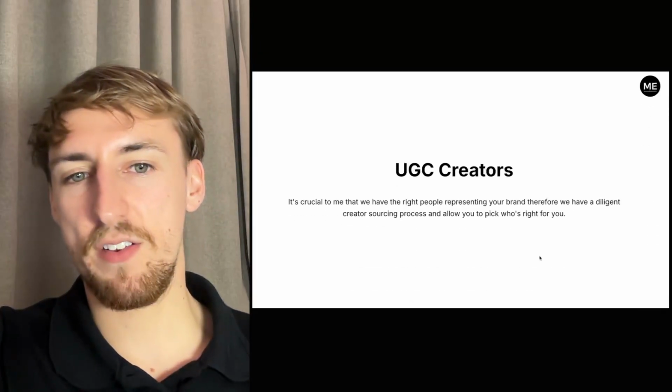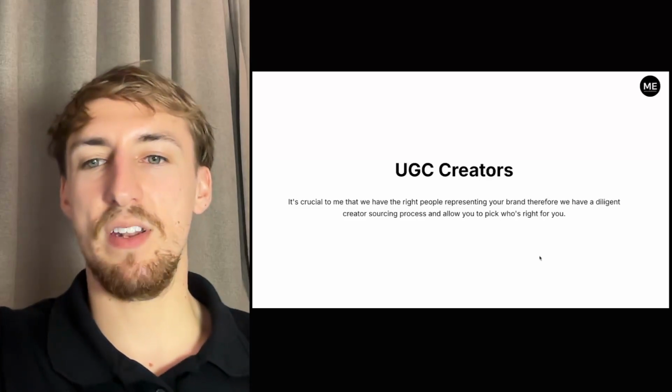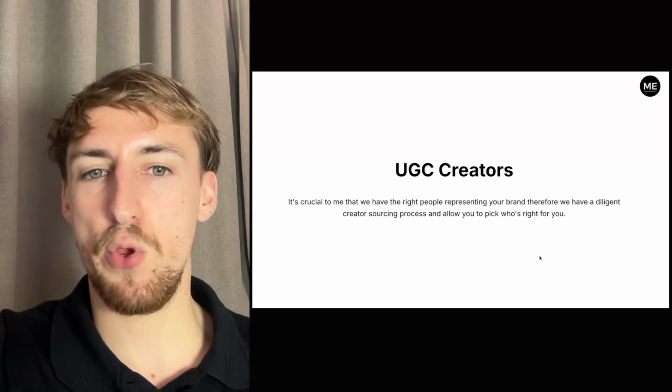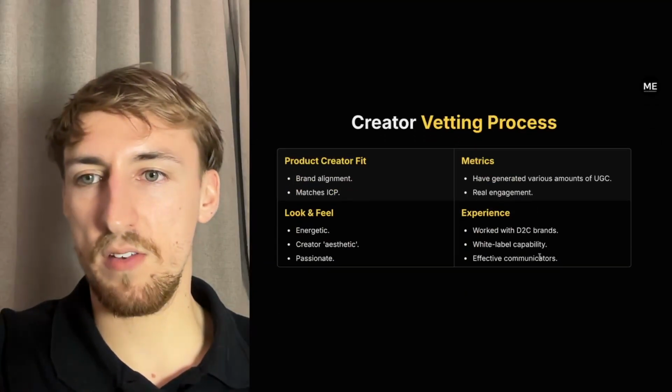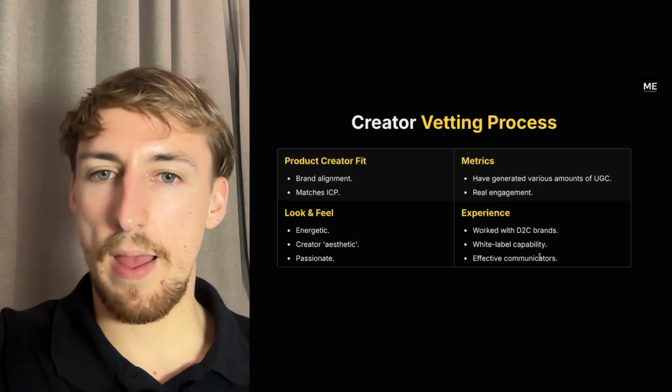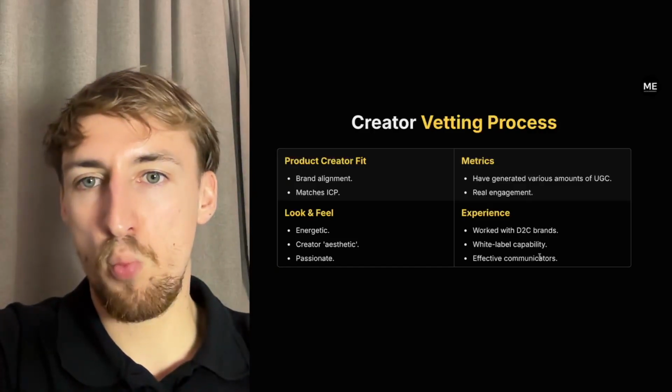Now, UGC creators, very crucial to me that we've got the right people representing your brand. Therefore, we have a diligent creator sourcing process and allow you to pick who's right for you. So we have the creator vetting process: product creator fit, metrics, experience, look and feel. All of these are so important when sourcing creators.